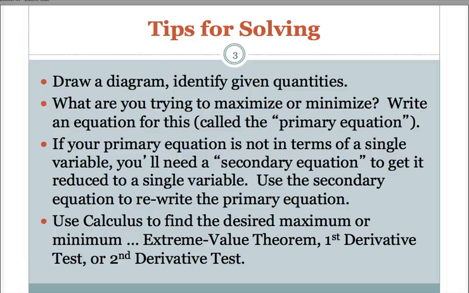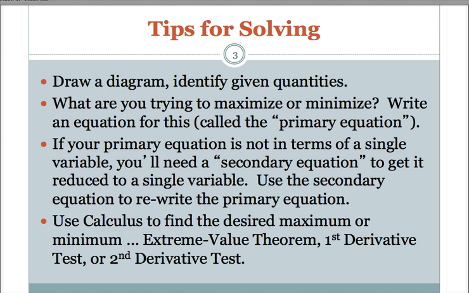Once we have our diagram drawn, we want to establish what it is we're trying to maximize or minimize and write an equation to reflect that. So if we're trying to maximize volume, we need a volume equation. If you're trying to minimize cost, we're going to need a cost equation. And typically you'll hear this equation that reflects what you're trying to maximize or minimize referred to as the primary equation. A lot of textbooks refer to it that way.